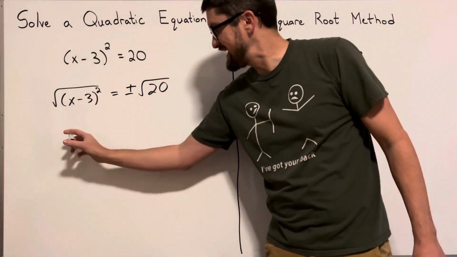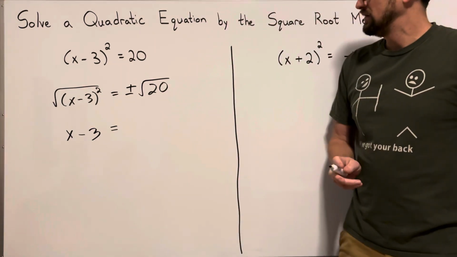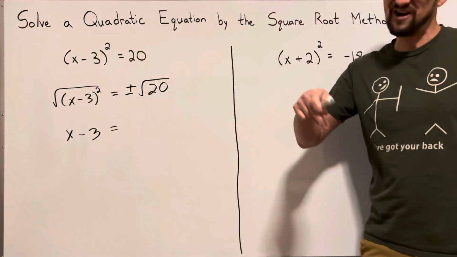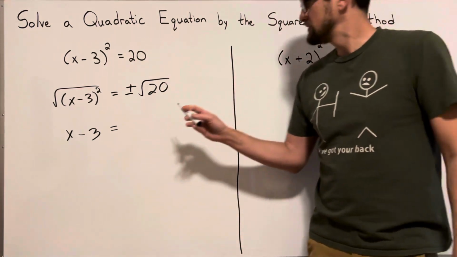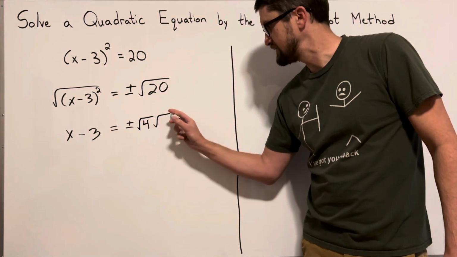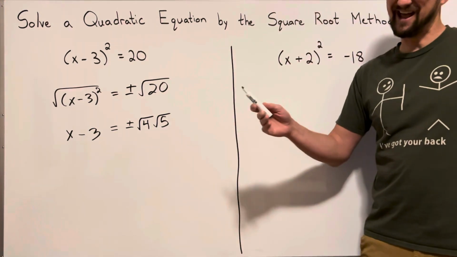So the left-hand side just becomes x minus 3. The right-hand side, square root of 20, can be simplified because 20 has a square factor of 4 that goes into it. So what I'm going to do is break up the square root of 20 into square root of 4 times square root of 5. And then I'm going to write square root of 4 as 2.